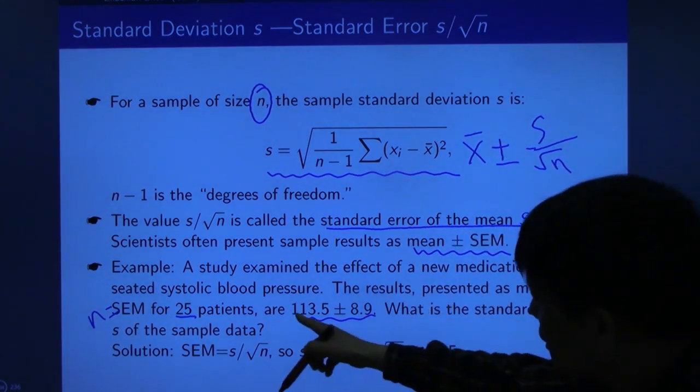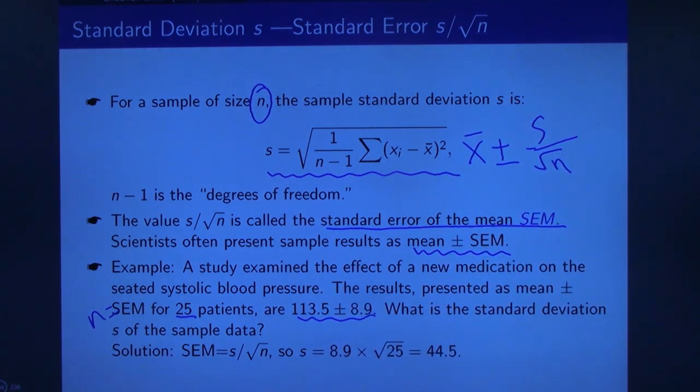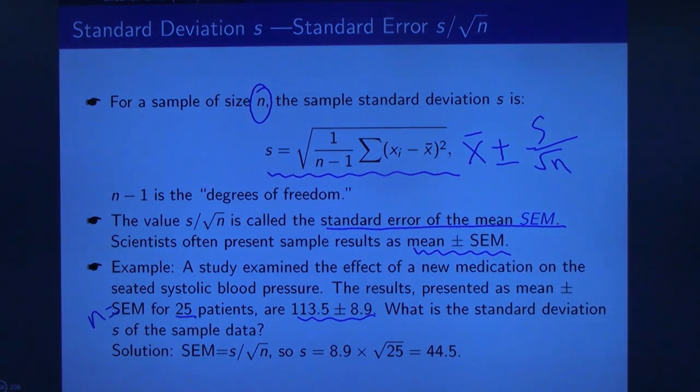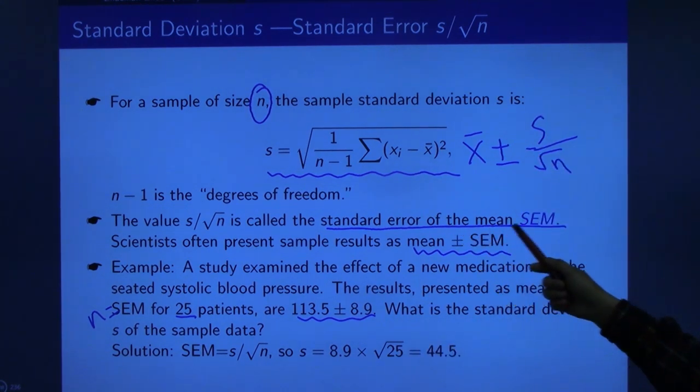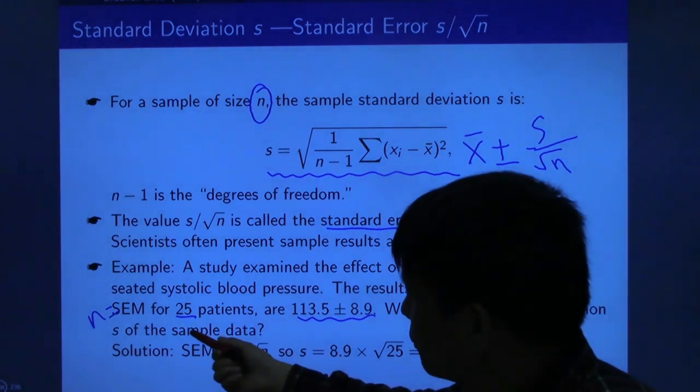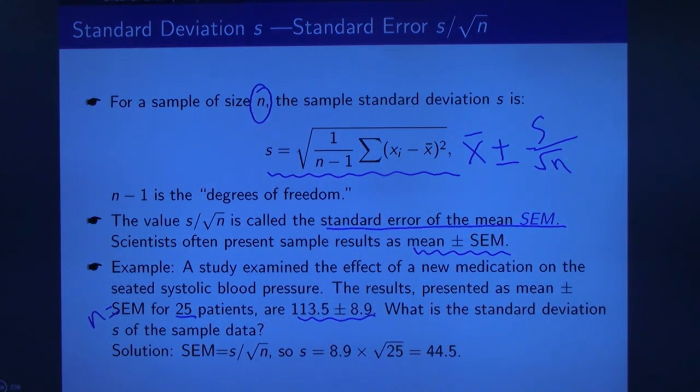So that means 113.5 is the mean of the sample of size 25. And 8.9 is the standard error of the mean, which is S divided by square root of n. What we are looking for here is the standard deviation S of the sample data. Although we are given this sample, we are not directly given the standard deviation of the sample data. Instead, we are given it in this form. So from this value, 8.9, we can calculate the standard deviation of the sample data.